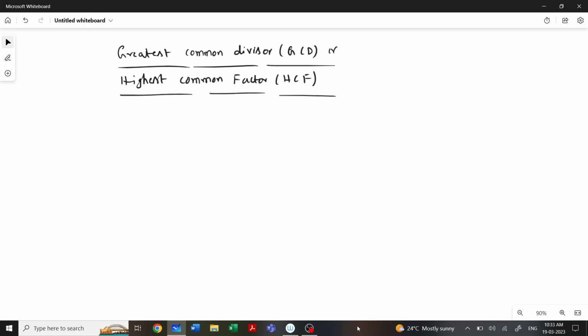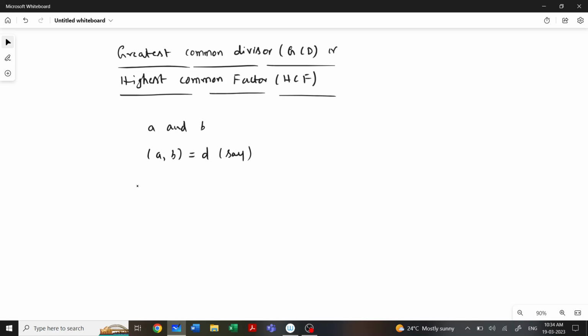Now we'll discuss the concept of greatest common divisor, that is GCD, or highest common factor HCF, of two integers, say A and B. The greatest common divisor of two numbers A and B is denoted as (A, B) equals D. D is a number which divides A and B, and D is the greatest. How do we say D is the GCD of A and B?